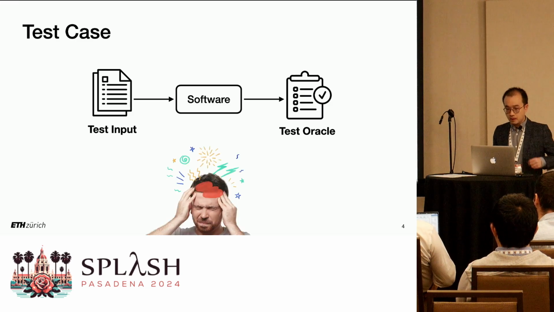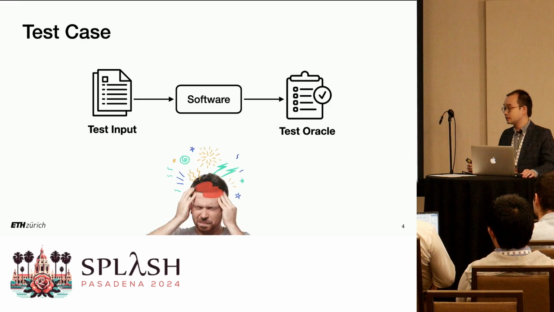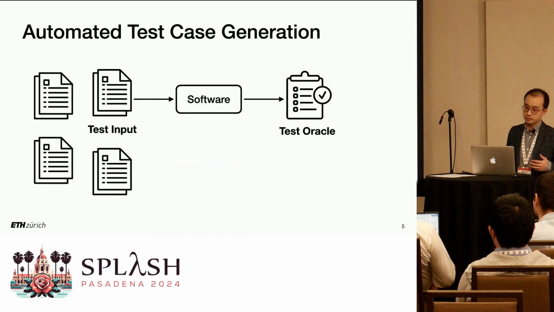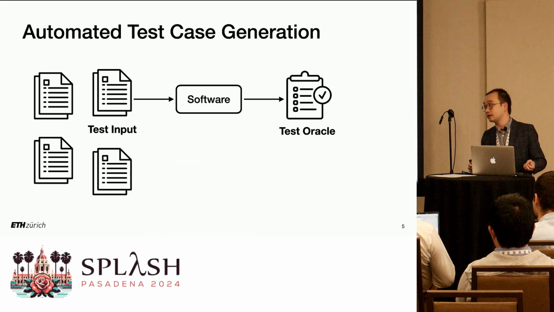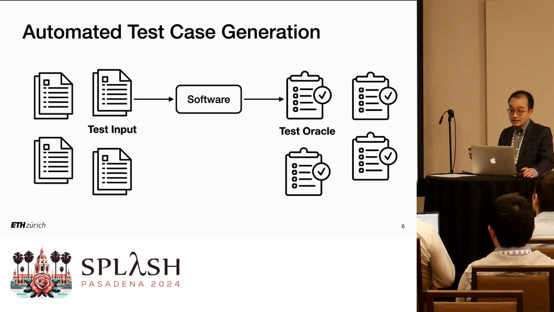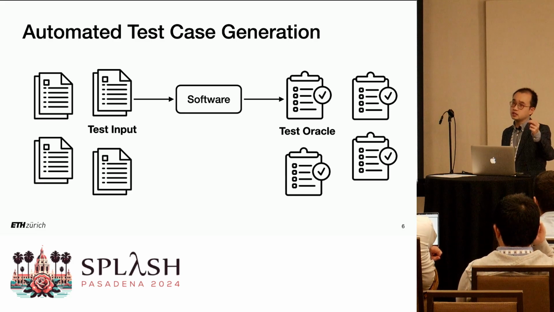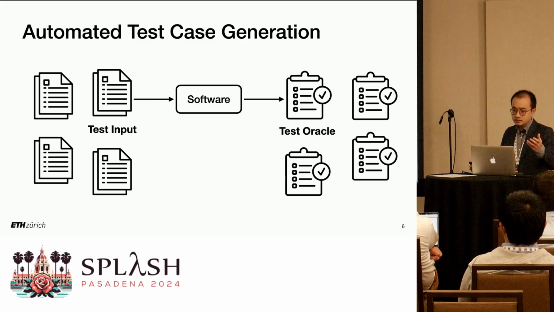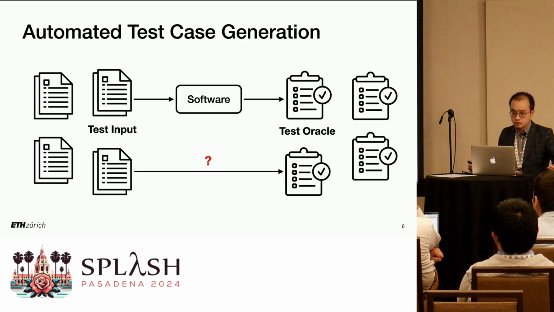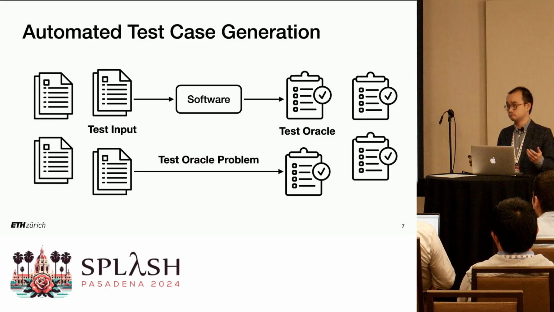But designing such test cases is a real headache. People don't want to do that. So there is a huge community that wants to automatically generate test cases for software. Ideally, we can check the output of our software with the corresponding test oracle. But here, the problem is that if the test input is automatically generated, how can we get the corresponding test oracle? It's very difficult. It is known as the test oracle problem. How can we generate a test input as well as its corresponding test oracle? This work is trying to tackle this very difficult problem.